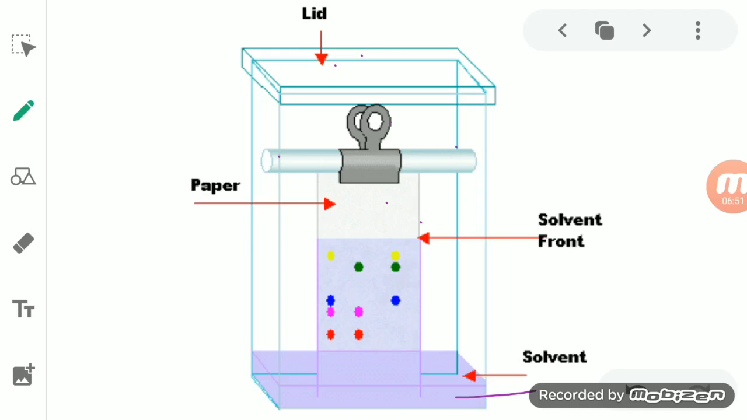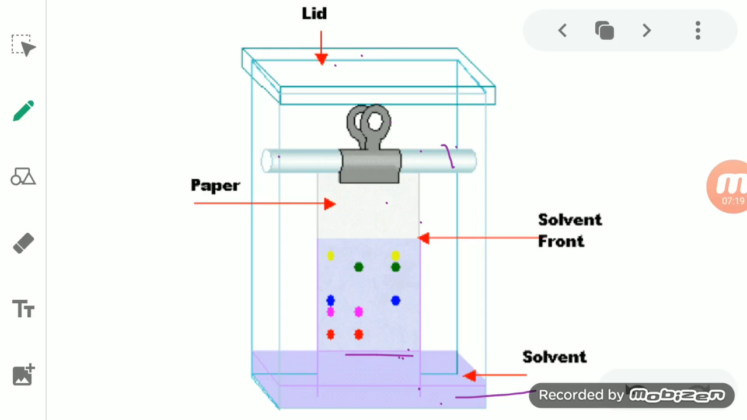Now see here, we will keep this filter paper vertically by attaching its upper end to the glass rod with the help of sellotape so that it will not move, and the lower end of the paper should be dipped in the water. So the lower end should be dipped in the water and the upper end should be held properly to the glass rod with sellotape.